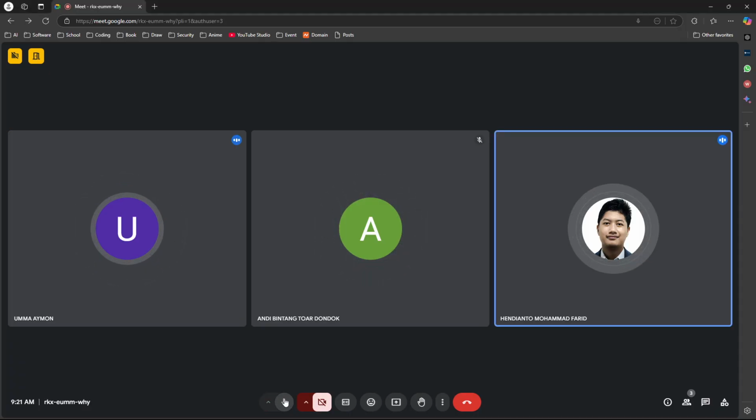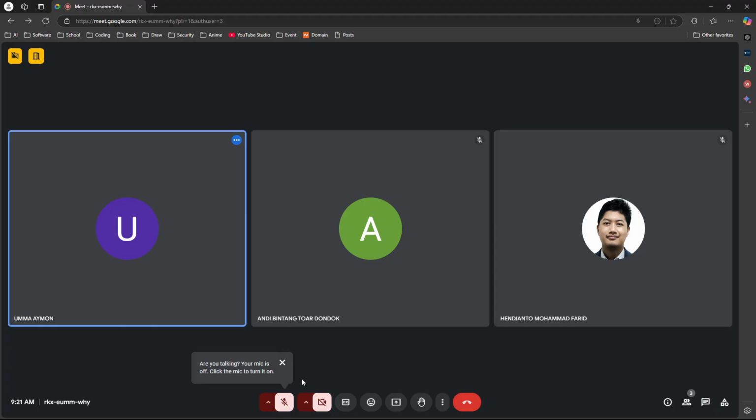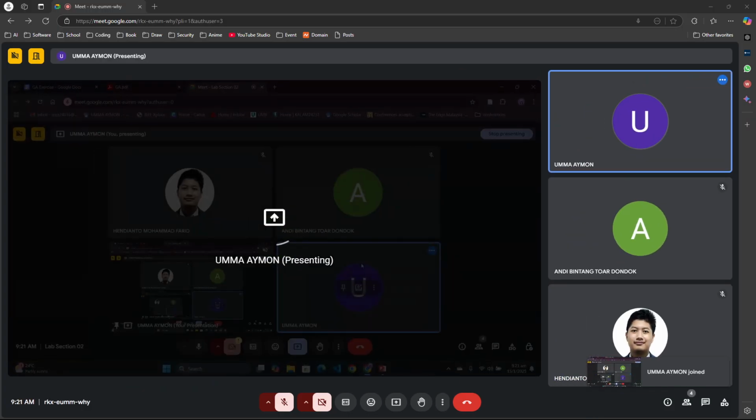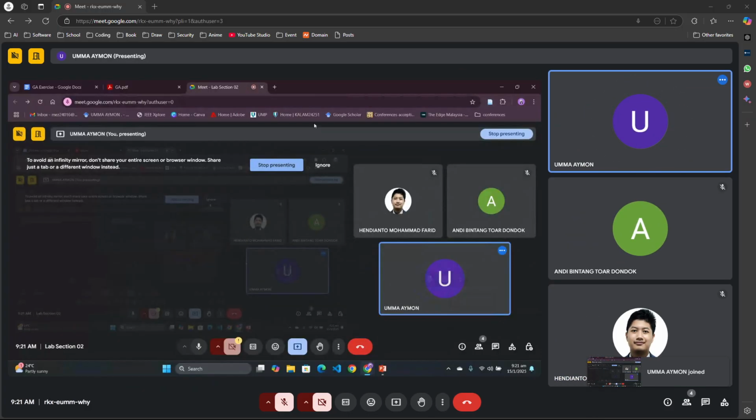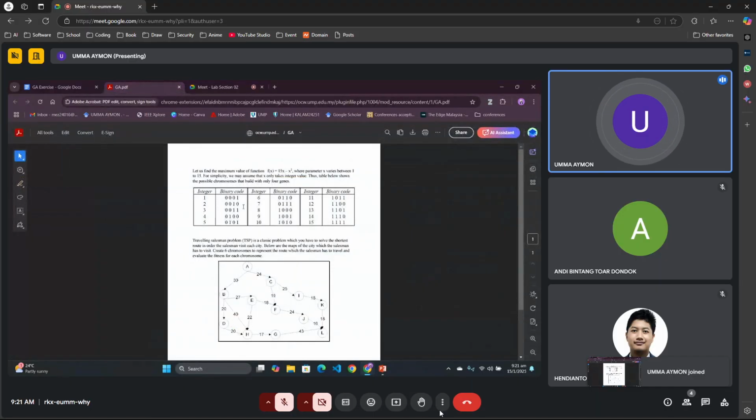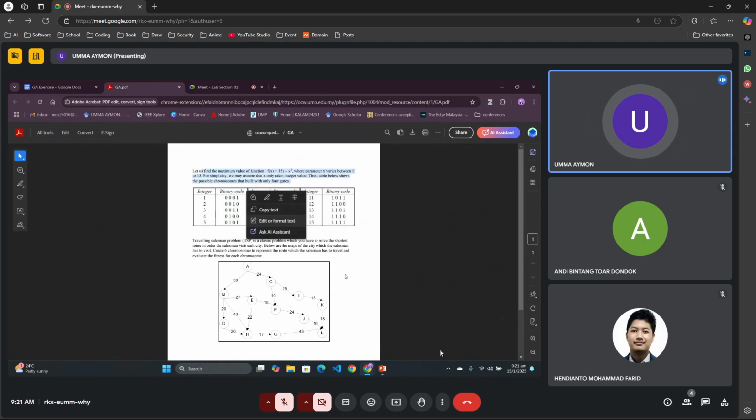Okay, let's just start. So for the genetic algorithm, these two are the given exercises. One is using some binary codes, and another one is the traveling salesman problem.